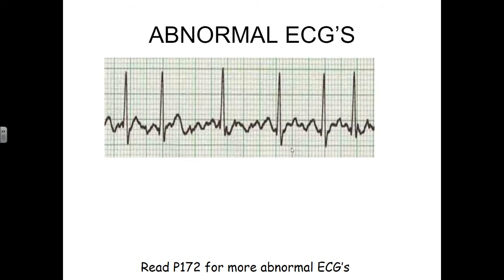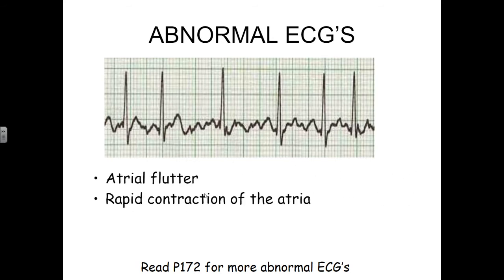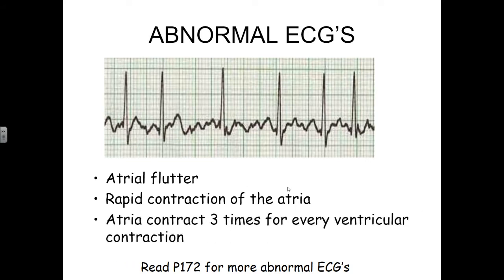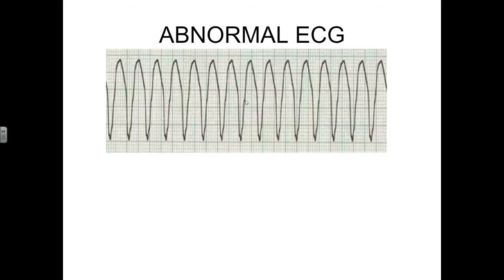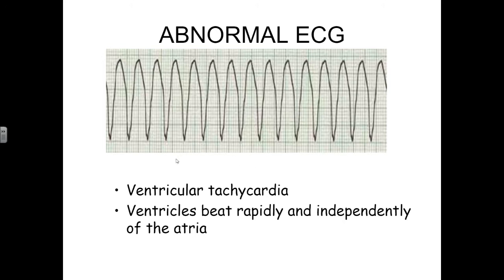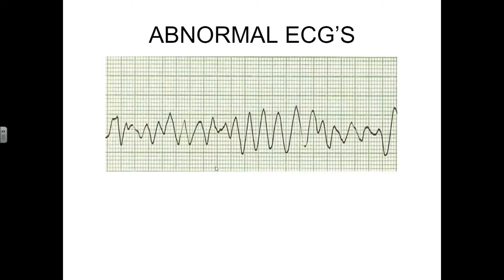This is an abnormal ECG. It's called atrial flutter, or fibrillation. Rapid contractions of the atria. It contracts 3 times for any ventricular. So you can see lots of atrial flutter, then a ventricular systole. Atrial flutter, ventricular systole. That's not a great one. This one is worse. It's called VT, or ventricular tachycardia. It means a fast heart rate or ventricular beat. So the ventricles are beating rapidly and independently, but at least they have this nice regular look.